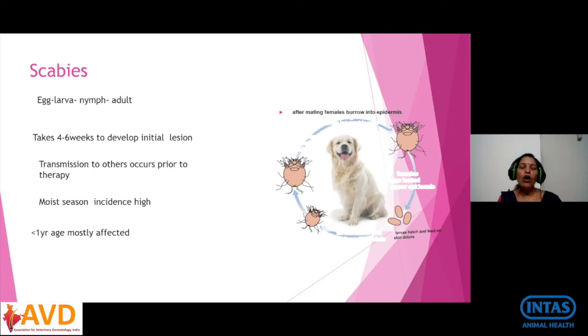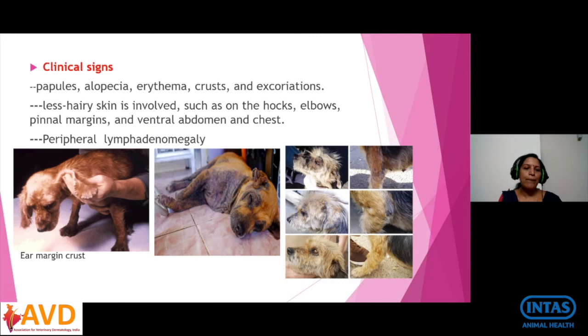Clinical lesions that it causes: papule, alopecia, erythema, crust. Crust can be seen on the ear margin and the ventral aspect of the body, mainly hock, elbow, ear margins, ventral abdomen, and chest will be affected, and there will be peripheral lymphadenopathy also.